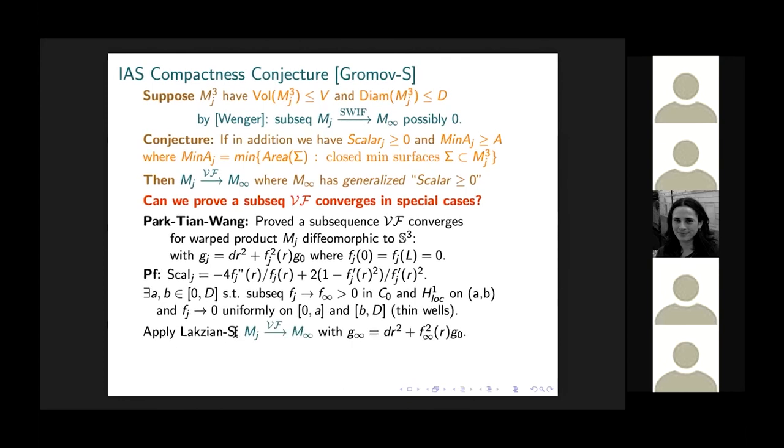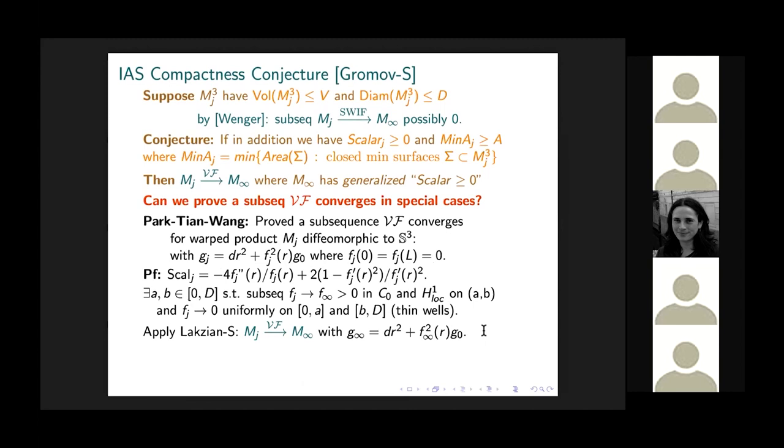the Lakzian-Sormani theorem, which I will present on Thursday, that the M_j actually converge in the volume preserving intrinsic flat sense to M infinity, where M infinity is made out of this F infinity, and it only runs from A to B. So we chop off the wells, and you get this intrinsic flat convergent sequence to a limit, and F infinity is H^1_loc, so it satisfies this in a weak sense. So in that sense, in some H^1_loc weak sense, it has generalized scalar curvature greater than or equal to 0.